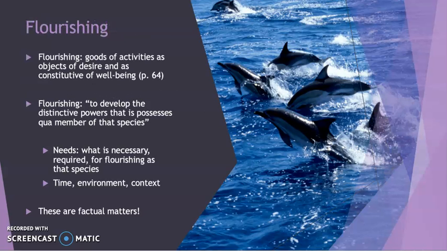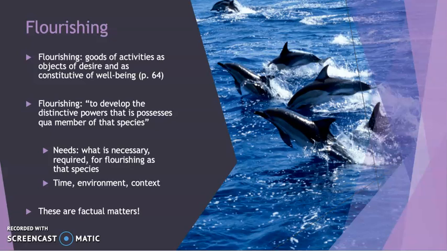And so that brings us to this concept of flourishing, right? Flourishing, of course, involves the goods of certain activities as objects of desire. Dolphins swim and fly out of the water, or they chase tuna or mackerel or whatever it is that they eat, because those things are objects of desire, and so they're constitutive of well-being, right? If we came across a dolphin and it didn't jump out of the water like we see in this picture here, then we would think that there was something wrong with it. Maybe it was sick or something, right?